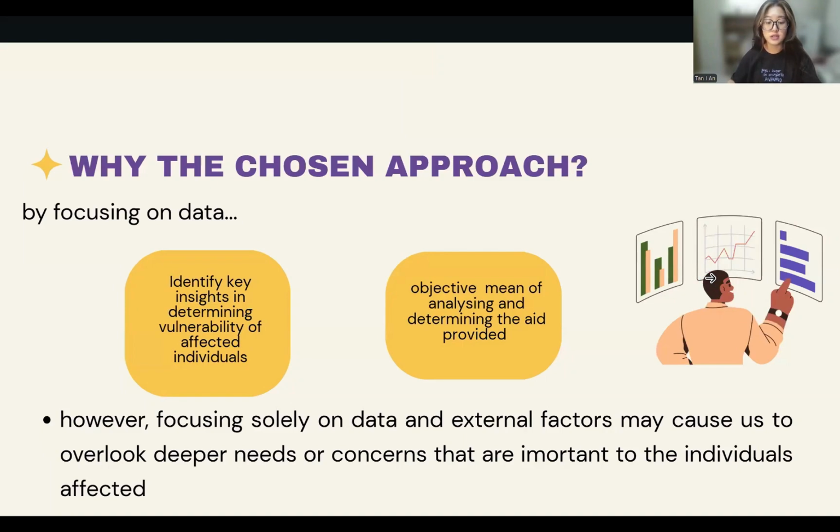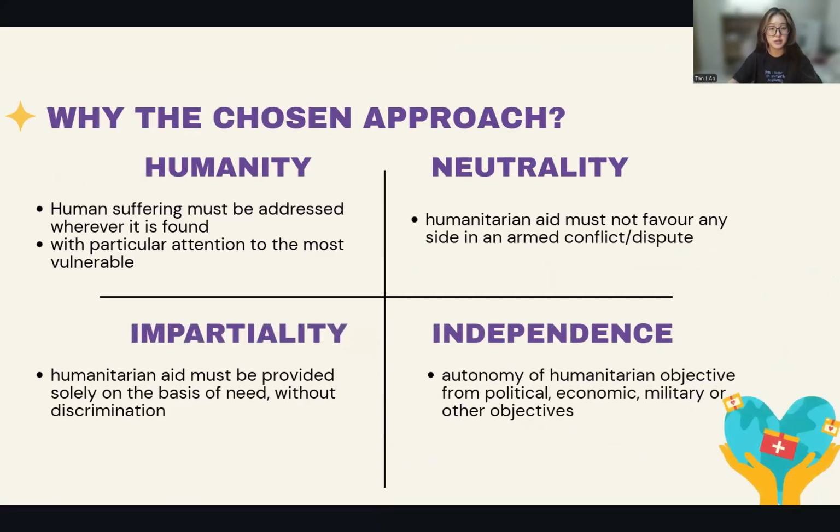In our model, we focus on a data-driven approach to offer an objective, unbiased method of determining who should receive aid. However, data alone may overlook what individuals themselves view as essential. With these considerations, it is important to ensure that help is not only effective, but also respectful and humane. Our team incorporates the humanitarian principles endorsed by the United Nations to guide the design of our model.